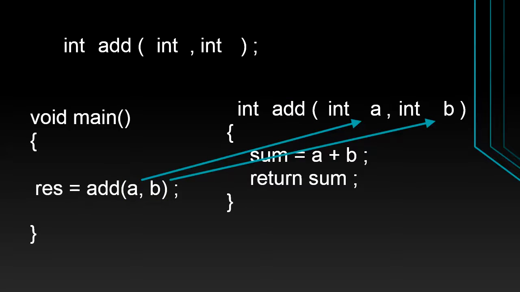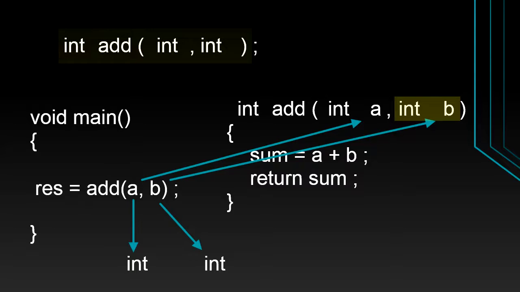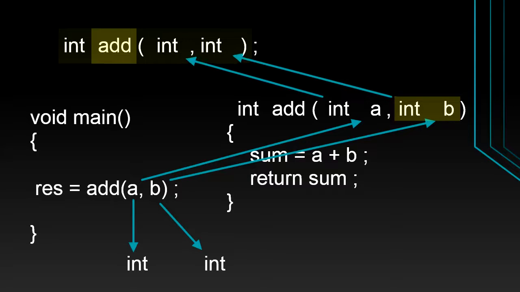Let's say we have declared a as int, and since a is the first argument passed, the first argument in the function definition should also be declared as int. In the same way, if b is declared as int, and since it is the second argument passed, the second argument in the function definition should also be declared as int. Now, in the function declaration, we only mention the function name and the data types of the arguments that are passed.